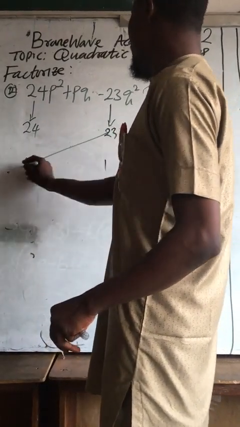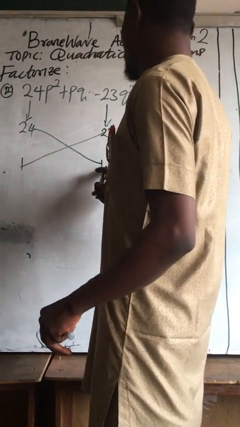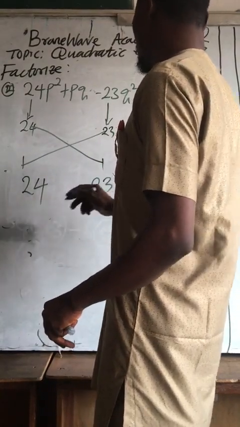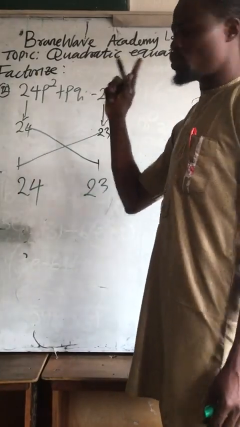If I cross multiply, 24 times 1 we have 24. 23 times 1 we have 23. But remember, this is p cube, which is 1p cube.